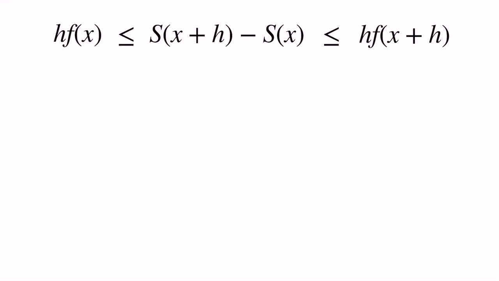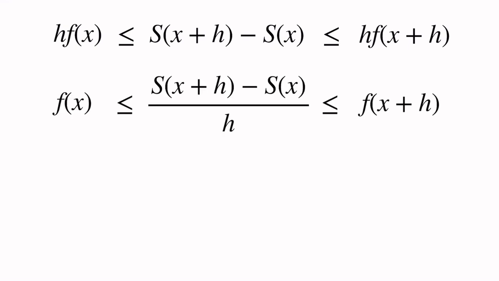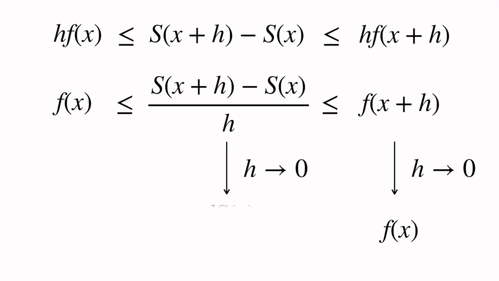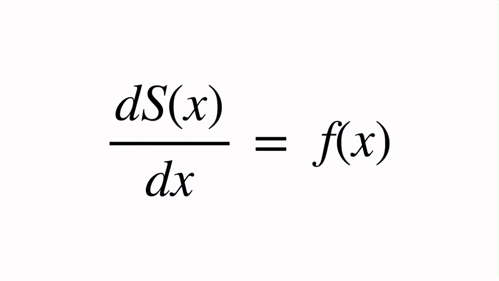Now let's divide both sides of this inequality by h. Then take the limit as h approaches 0. As h approaches 0, f of x plus h approaches f of x. What about the expression in the middle? By the definition of the derivative, this becomes the derivative of S with respect to x. Therefore, by the squeeze theorem, we find that the derivative of S with respect to x equals f of x.